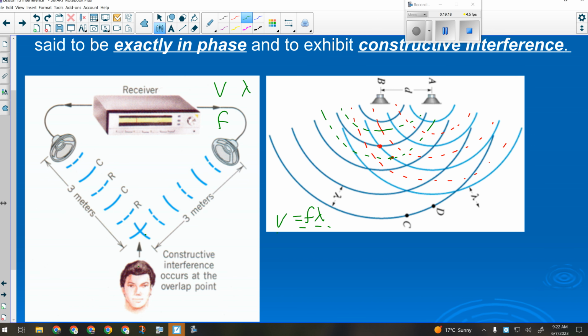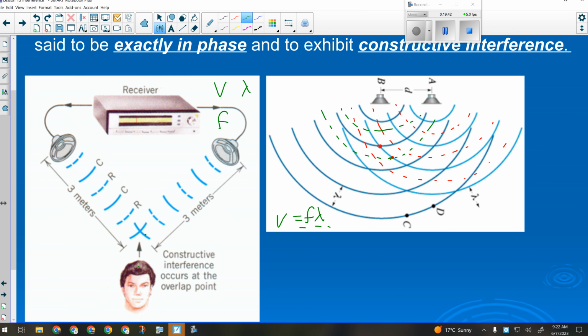Now let's say that the wavelength of these sound waves happens to be 1 meter, because that's what they're showing here, that this is 3 meters and there's 3 wavelengths here. So let's say the wavelength of these sounds is 1 meter. If I back this speaker up a half a meter, what's going to happen?